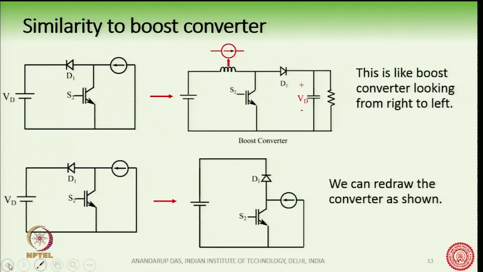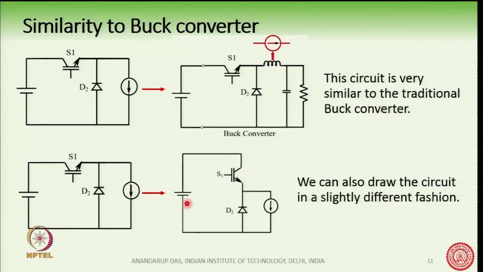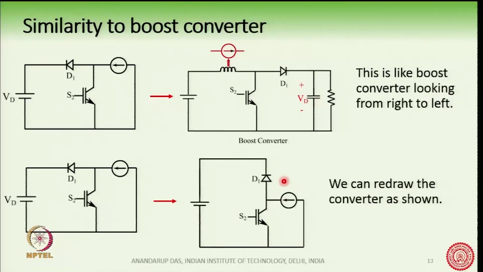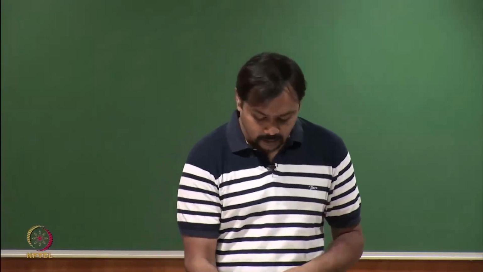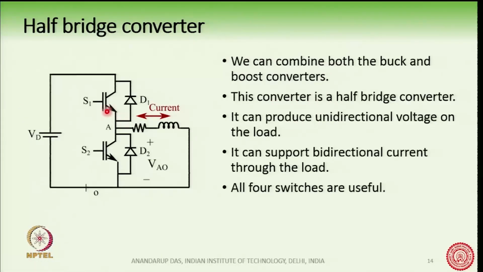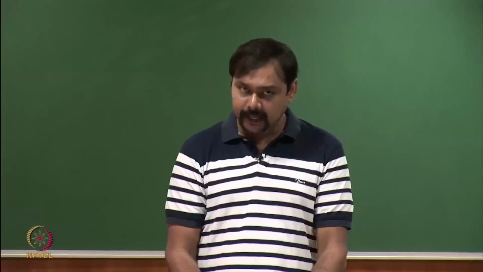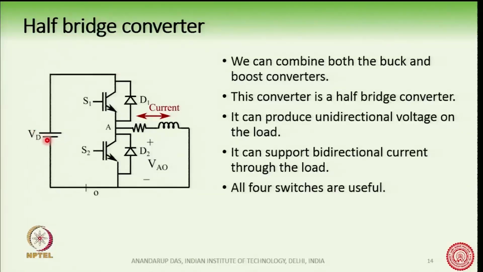Now, combining this circuit, which was derived from the buck converter analogy, and the circuit which was derived from the boost converter analogy, we can combine these two circuits. And how does it look? It looks like this. Here is the current source, which is shown by an RL load here. The current source is bidirectional in nature, so it can be positive or negative. This is the voltage source here, and then we have two transistors or two IGBTs here and two diodes here.